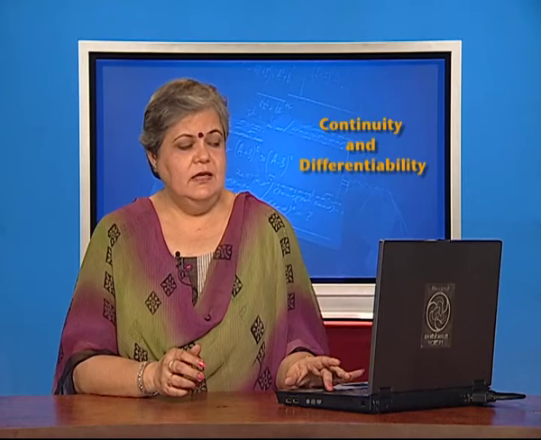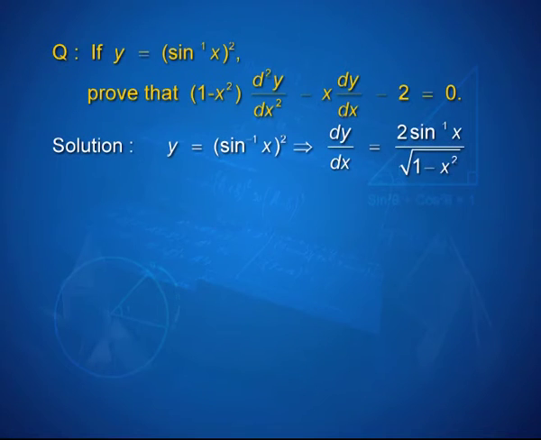Starting with y as sin inverse x whole square, using chain rule, I get the derivative of y with respect to x as 2 sin inverse x by under root 1 minus x square. Now, in most of these questions, the tendency is to mechanically start off with the second order derivative, that is, differentiate this function as it stands, which would mean that you will need quotient rule and chain rule again, because you have a root of 1 minus x square.